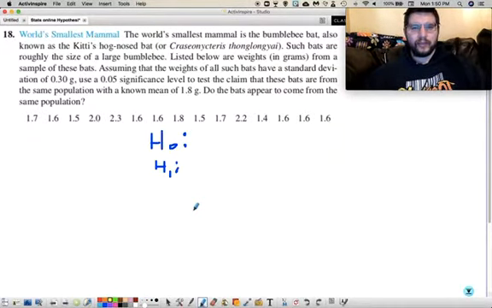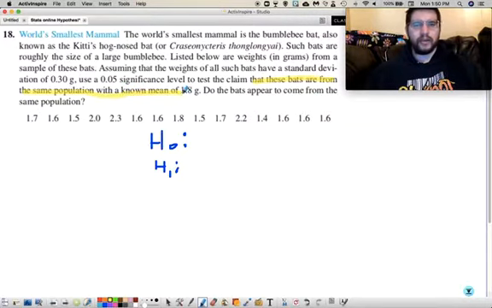Listed below are their weights. Assuming the weights have a standard deviation of that, use 0.05 significance level. Test the claim that they come from the same population, that they have a known mean of 1.8. So we're testing if they have a mean of 1.8. That's an equal to, so our alternative would be not equal to. That's my claim.